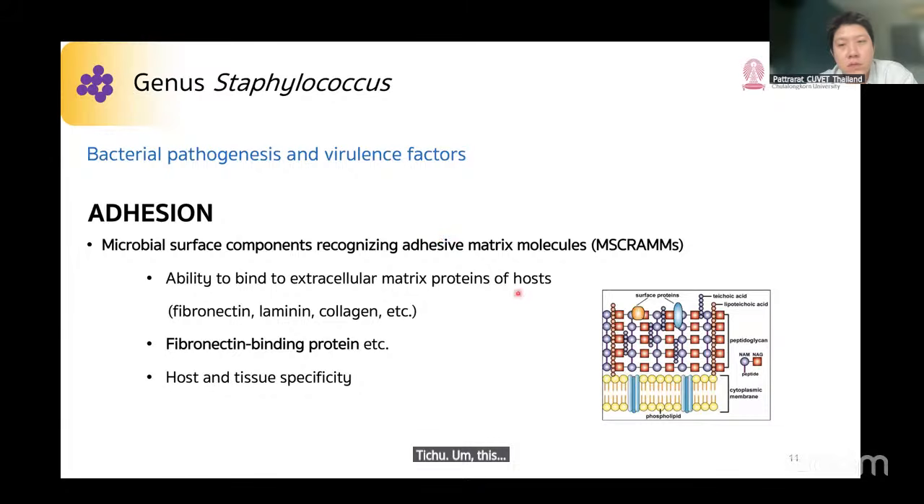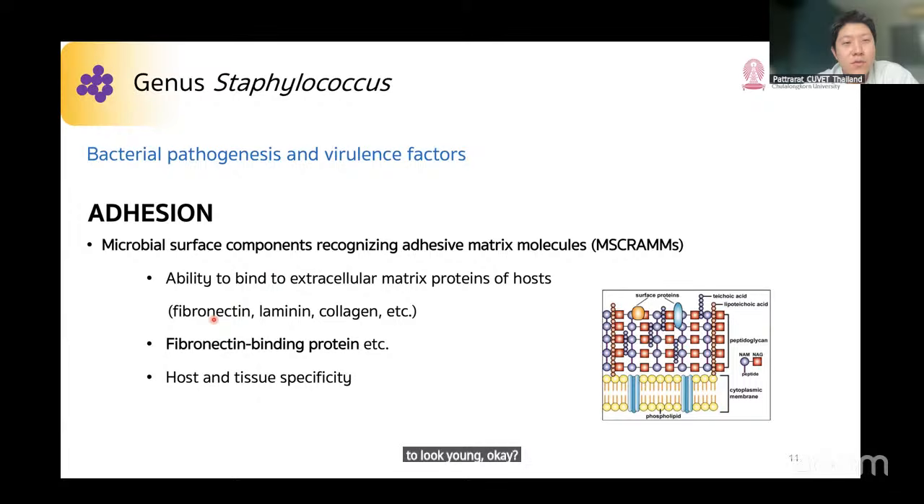These surface proteins bind extracellular matrix proteins of the host. This is from the bacteria, and this is on the host cells, like a lock and key. The extracellular matrix proteins of the host are part of connective tissue, such as fibronectin, laminin, and collagen. Right? We need collagen to look young.